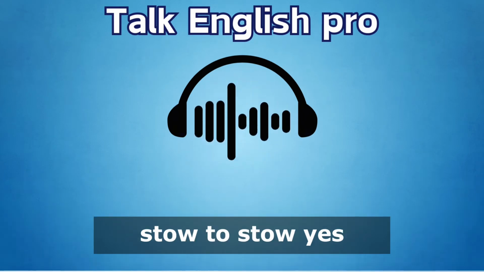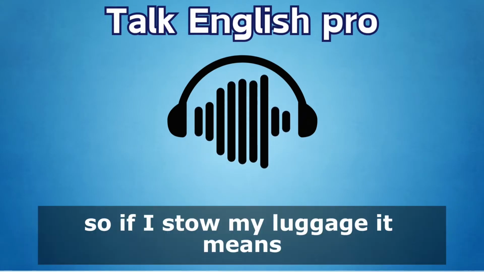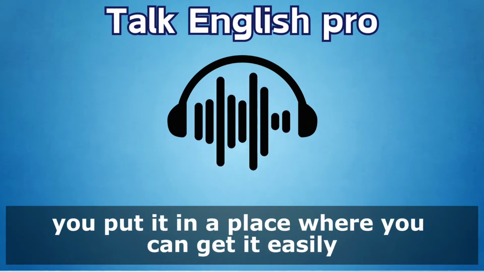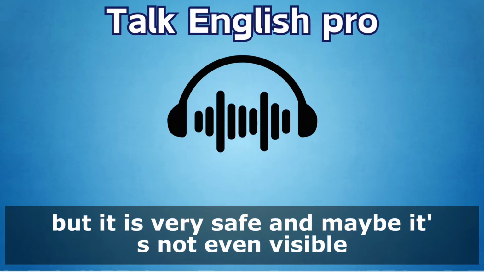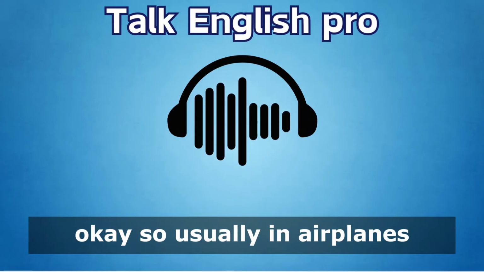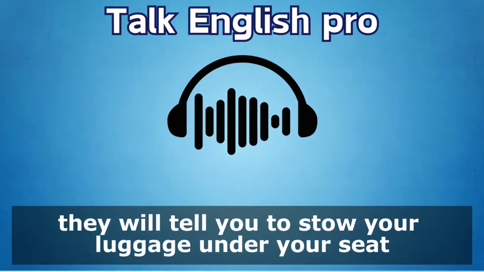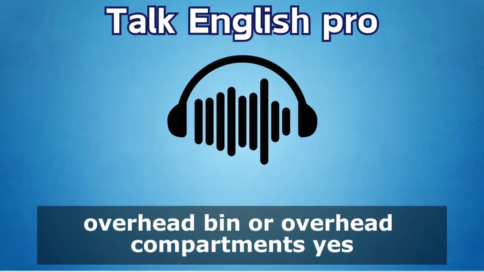Stow. To stow. Stow your luggage. If I stow my luggage, it means you put it in a place where you can get it easily, but it is very safe. Maybe it's not even visible. So you put it away in a safe spot. Usually in airplanes, they will tell you to stow your luggage under your seat, or in the overhead bin, or overhead compartment.